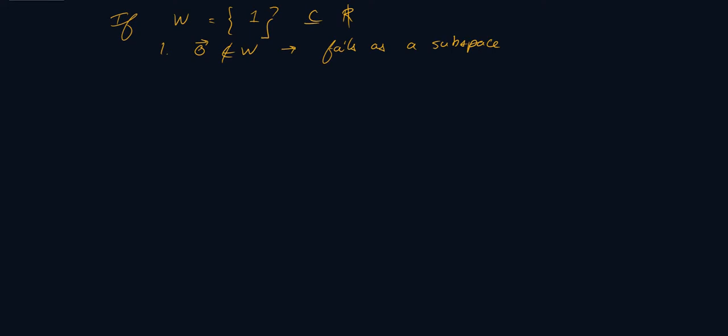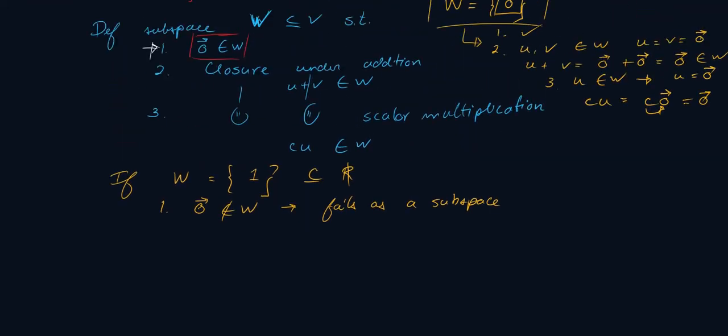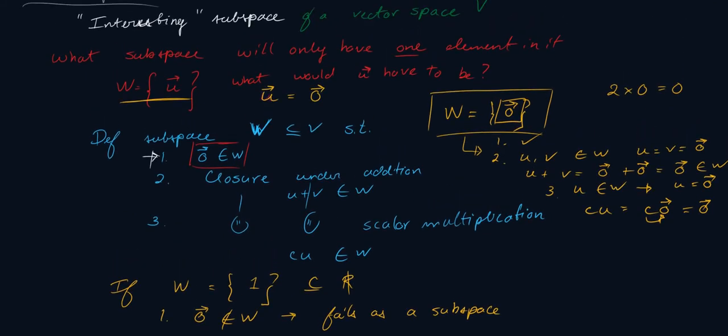Hello again, everyone. So in this video, we're again going to be talking about a special type of vector subspace. In the previous video, we talked about the zero vector subspace, and we saw why it was interesting, because it was the only vector subspace that only contained one element, and that actually was a vector subspace, because otherwise it wouldn't be a vector subspace, as it would fail the first condition.